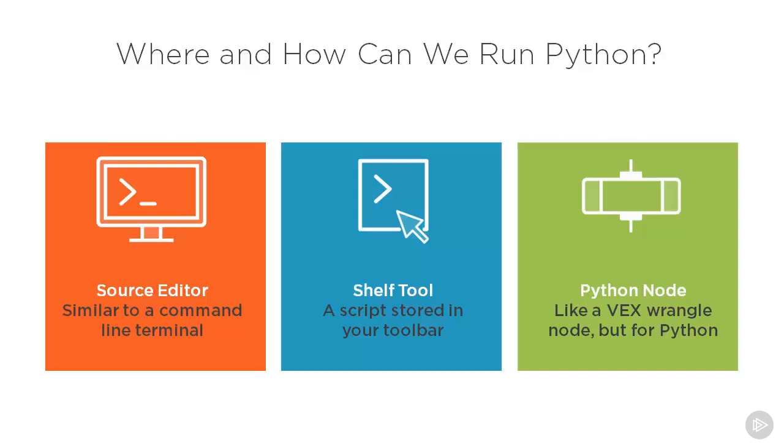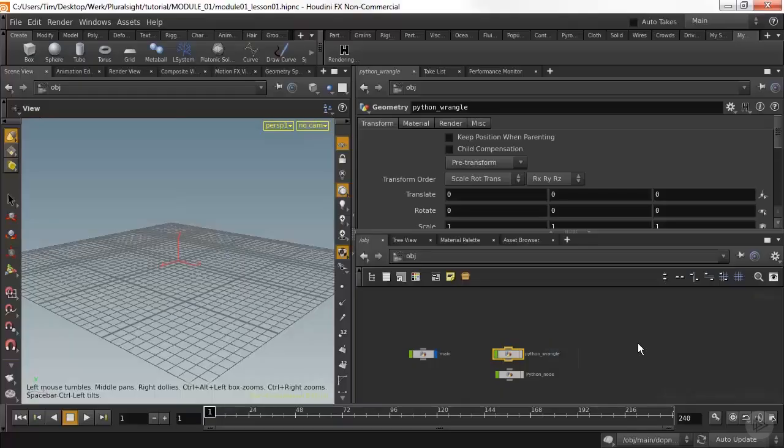We will also construct, as another example, a manual Python node, which is basically a modified null with a Python window on it and a button that lets you run the code, which requires you to press the button rather than running the code automatically. Let's have a look at the first example, which would be the Python Wrangle.